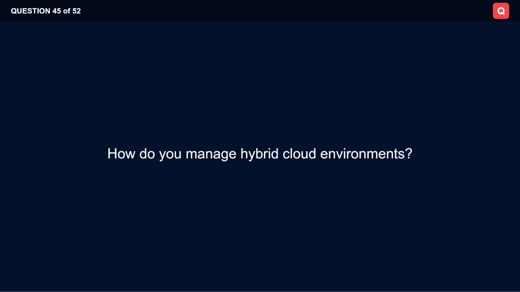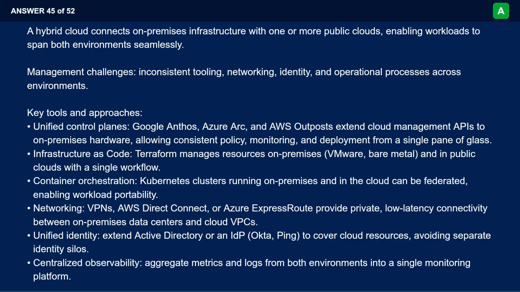How do you manage hybrid cloud environments? A hybrid cloud connects on-premises infrastructure with one or more public clouds, enabling workloads to span both environments seamlessly. Management challenges: inconsistent tooling, networking, identity, and operational processes across environments. Key tools and approaches. Unified control planes. Google Anthos, Azure Arc, and AWS Outposts extend cloud management APIs to on-premises hardware, allowing consistent policy, monitoring, and deployment from a single pane of glass.